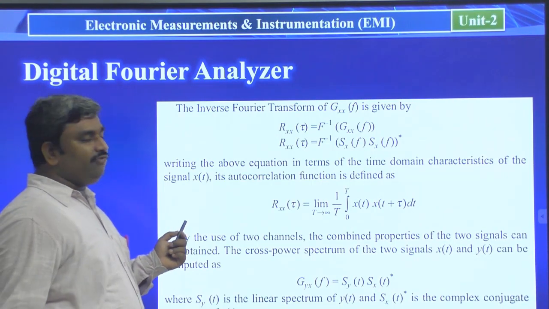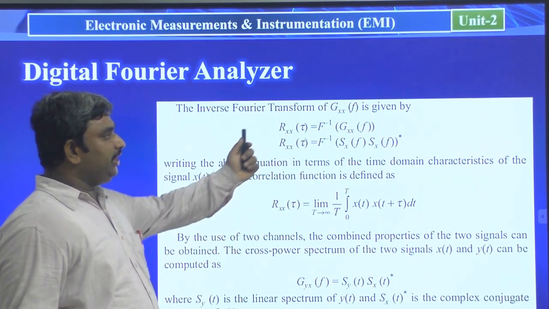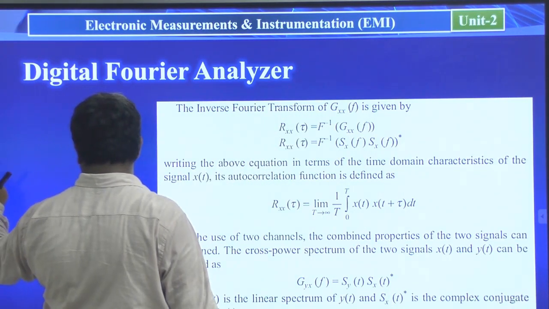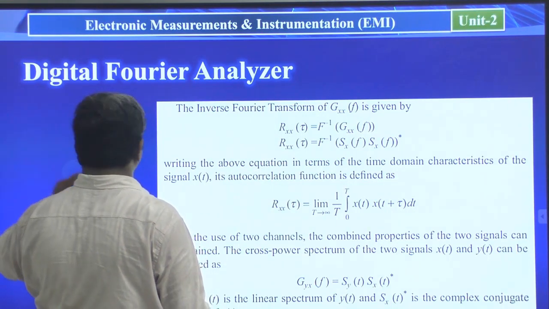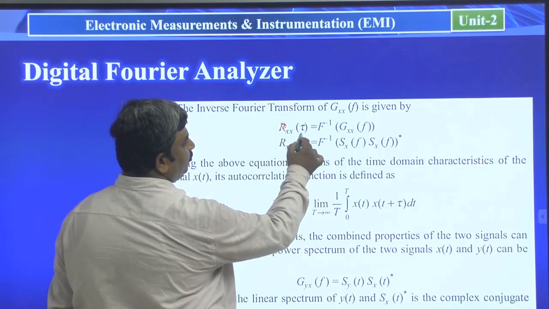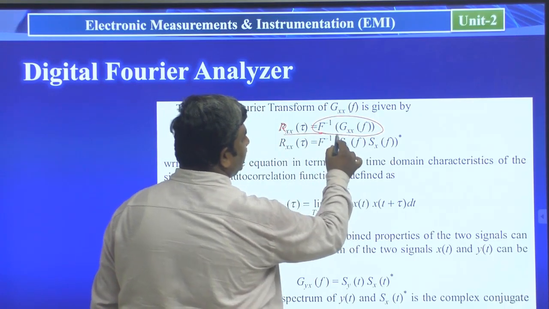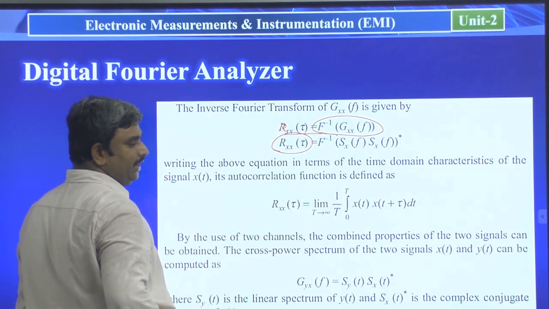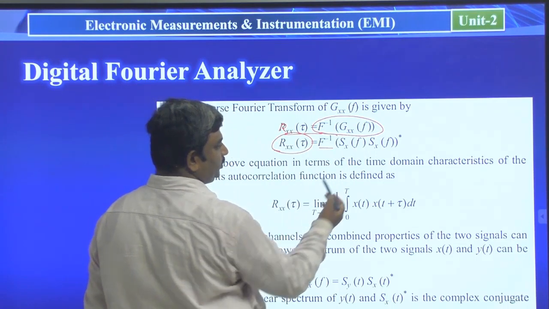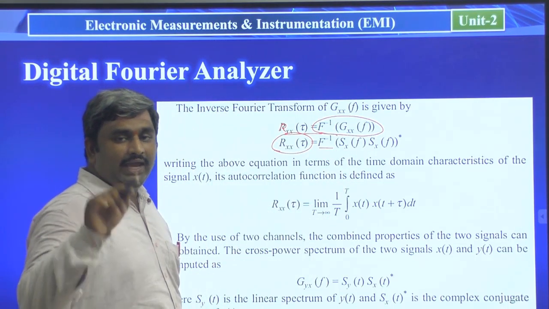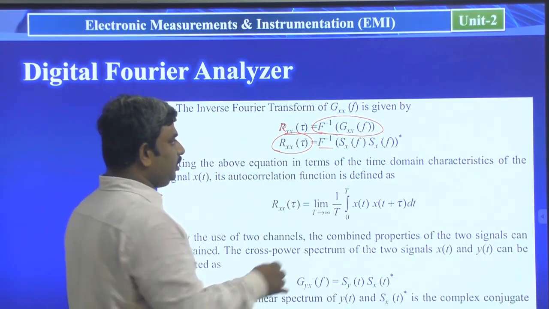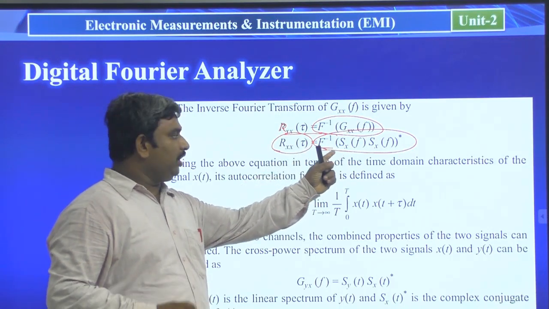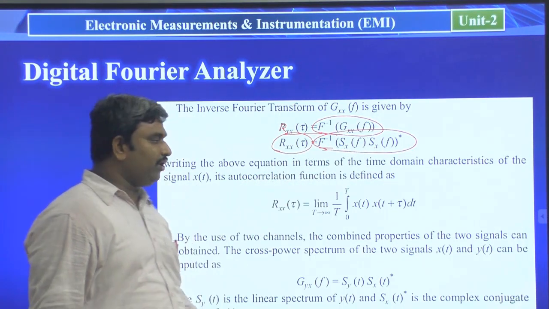Next, the inverse Fourier transform of that function Gxx of f we are representing with Rxx of tau. So this Rxx of tau is equal to the inverse Fourier transform of the autocorrelation function. So Rxx of tau we can write like this: inverse Fourier transform of Gxx of f, where Gxx of f is equal to Sx of f into Sx of f star. That is the function we have written: the inverse Fourier transform of Sx of f into Sx of f star.